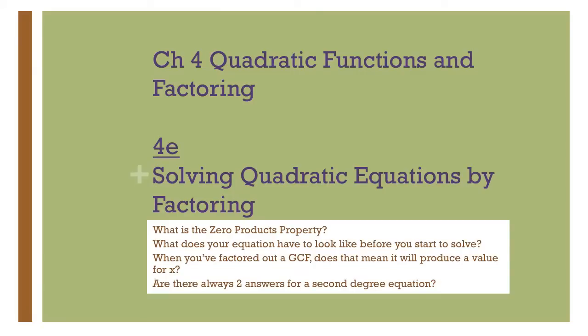4e, solving quadratic equations by factoring. So we've been factoring, but now instead of just expressions, we're going to have equations. We need to talk about the zero product property, what we have to make sure we do before we actually start solving it. We're still going to be needing to look for greatest common factors and see what they do. And wonder if there's always going to be two answers.